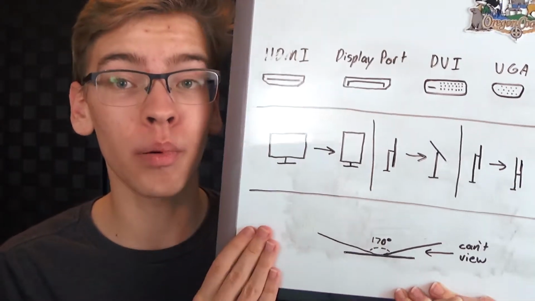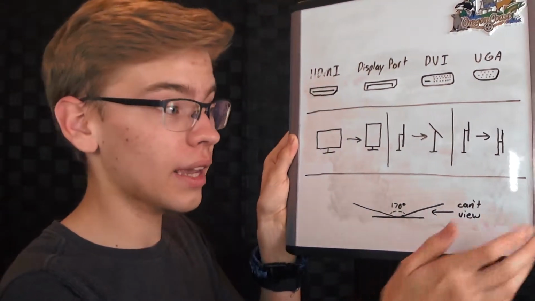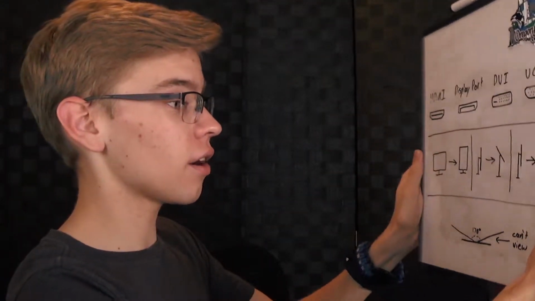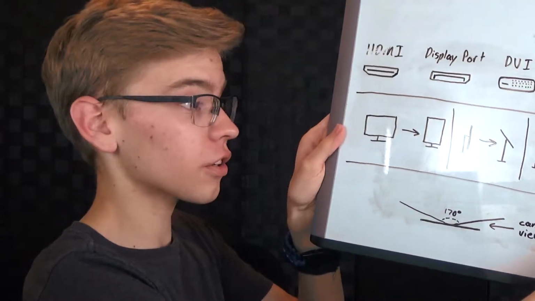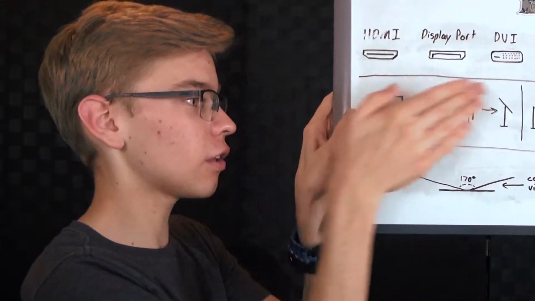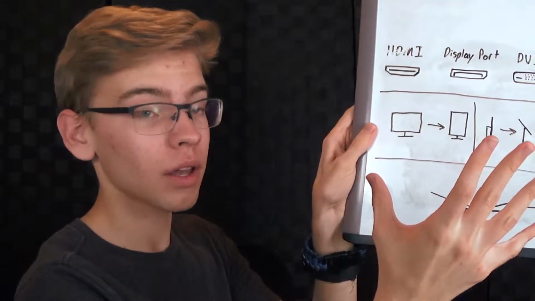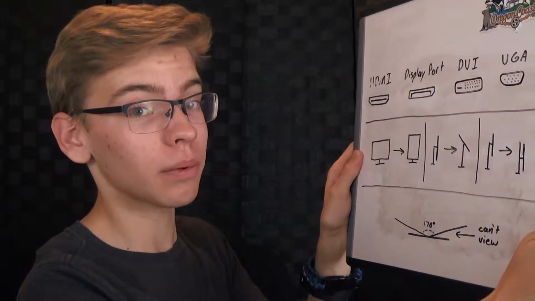So let's just say this whiteboard is a monitor. With a 170-degree viewing angle, I can look at it straight on, and I can look at it all around here, and it still looks fine, and I can get to right about here, and then if I look on it, everything's gonna be messed up. But if I just come back around, then I'll be able to see it again.